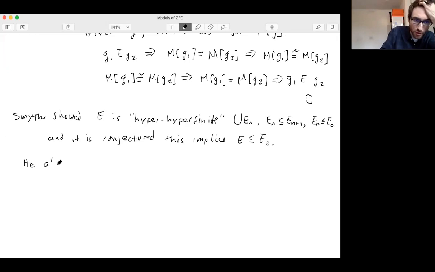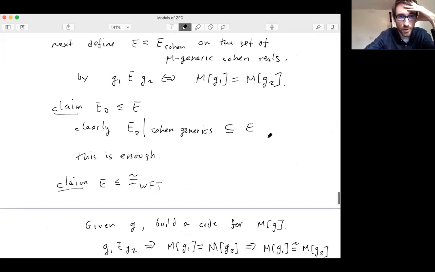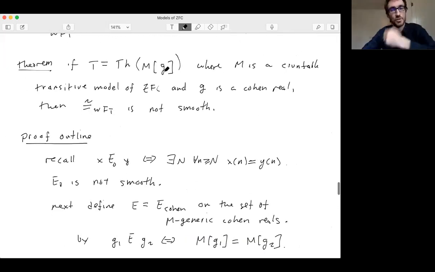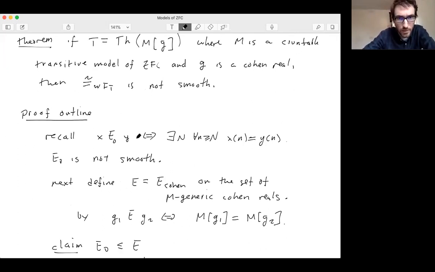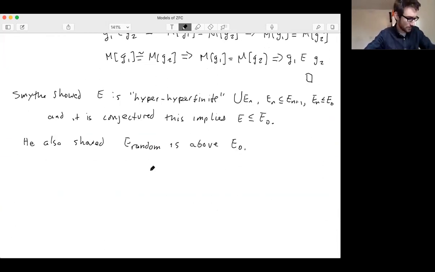So he also showed E random, the same equivalence relation but with random reals, is actually higher in complexity, above E0. I didn't really check it, but if you just run the same theorem with the theory of G, G a random real, then you would get a little bit higher for isomorphism, which is nice. So that happened more recently.